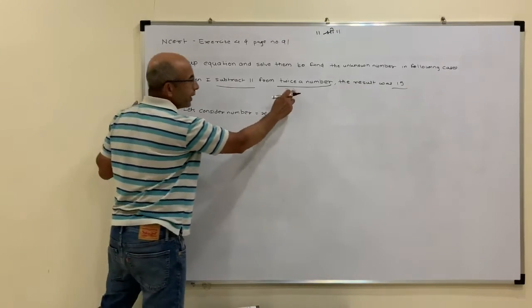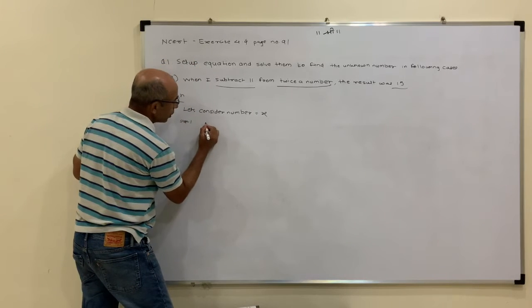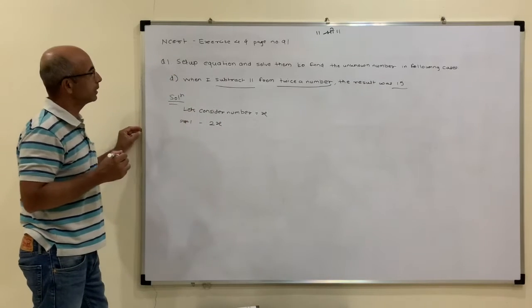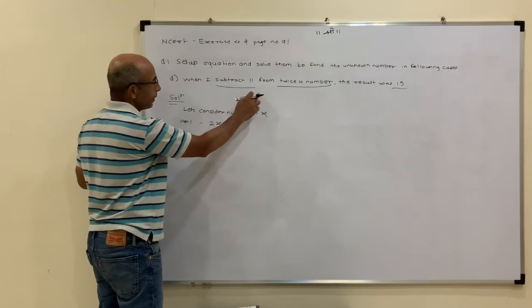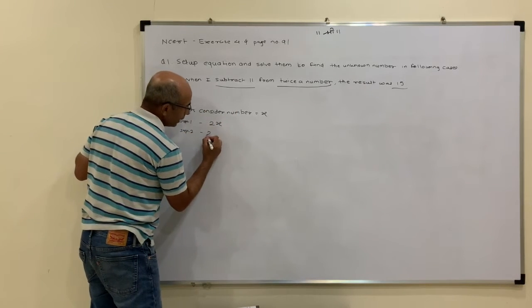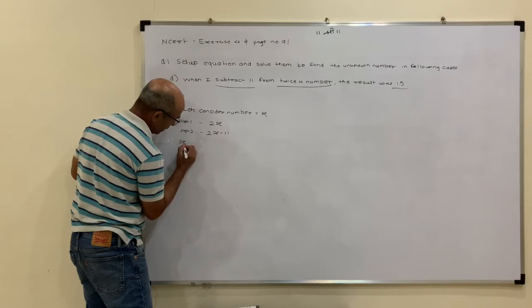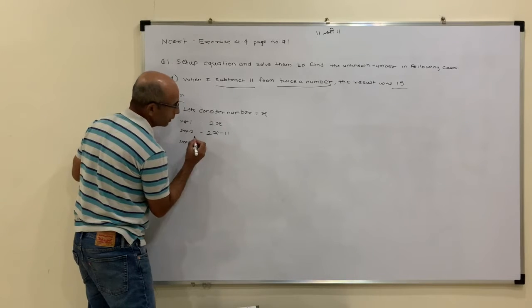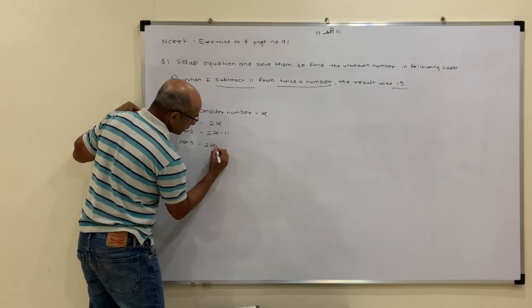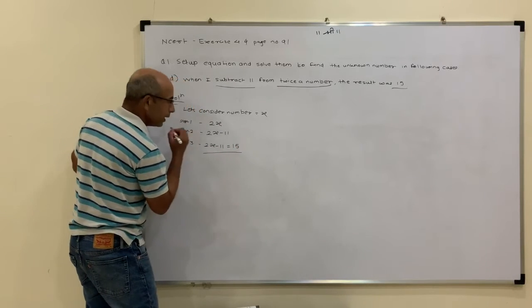First is twice the number. So my first step while constructing is twice the number, 2 into x. Next step, what do they say? Subtract 11. Step 2, subtract 11 from x, x minus 11. And my step 3 of constructing an equation is it was 15. So 2x minus 11 equals 15. So this is my equation.